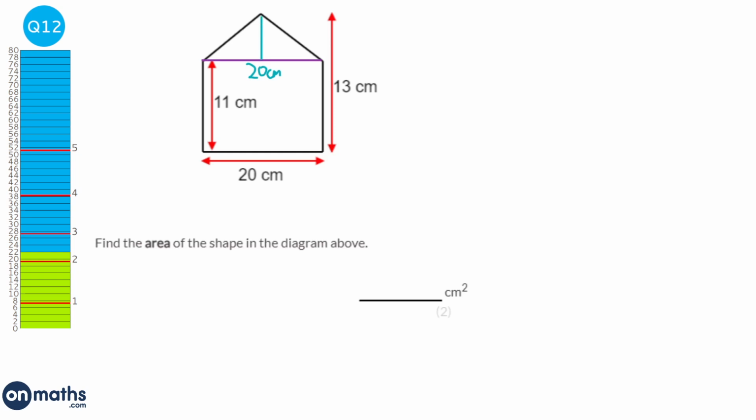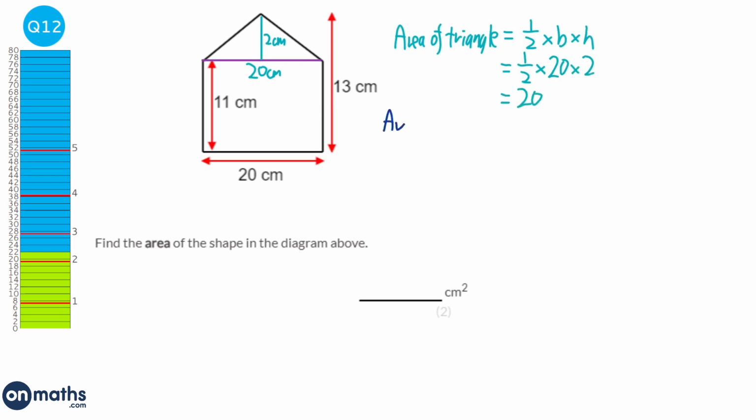And to find that, what we can look at is the fact that the total height of the whole thing is 13, and the height of the bit we don't want is 11. So what's left over? Well, 2 centimeters will be left over, so the height of the triangle will be 2 centimeters. So let's work out the area of the triangle first, which is going to be half times base times height. Half times the base, which is 20, times the height, which is 2, will just give us 20.